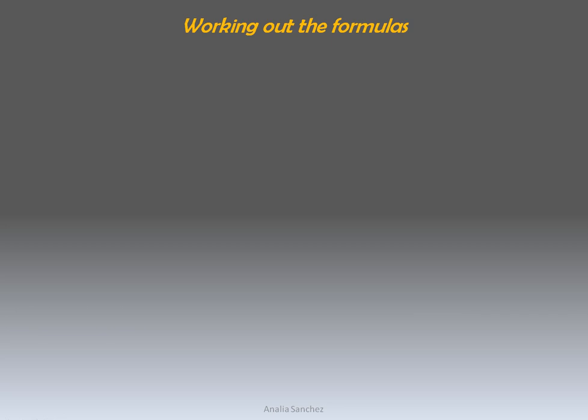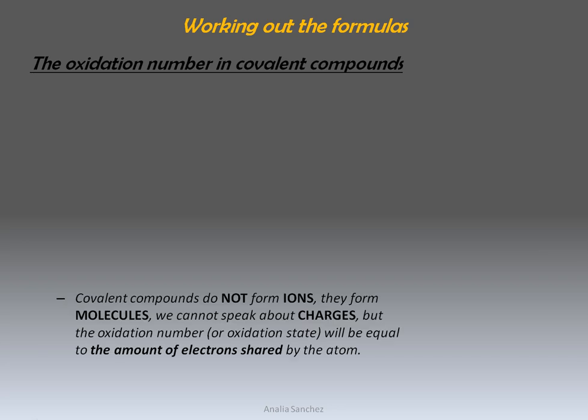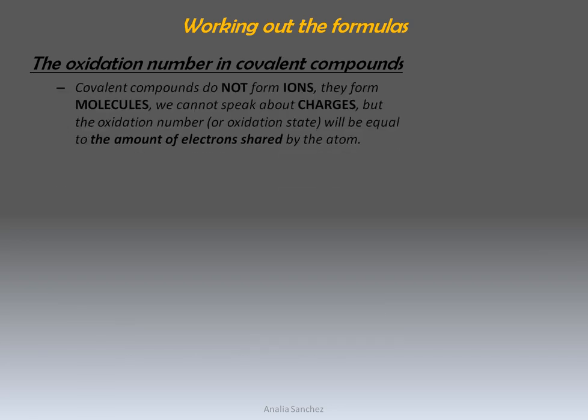Now, how do we work out the formulas? First, we need to talk about the oxidation numbers. When we talked about oxidation numbers in metals, we said that it was the charges of the ions. But the problem is that here we don't have metals and we don't have ions. The nonmetals don't form ions when they get together forming covalent compounds. So we cannot speak about charges. But the oxidation number or oxidation state will be equal to the amount of electrons shared by the atom.